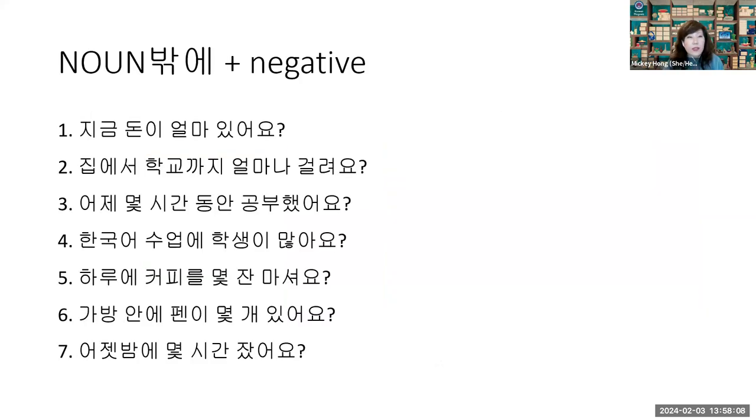So answer these questions using 밖에 and a negative expression. 지금 돈이 얼마나 있어요? How much money do you have right now? Maybe you say 1불밖에 없어요, 2불밖에 없어요. 집에서 학교까지 얼마나 걸려요? So from home to school, how long does it take? Use an expression so that, obviously it's just 밖에 or only, so it's going to be a short amount of time.